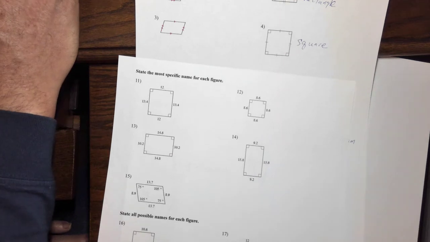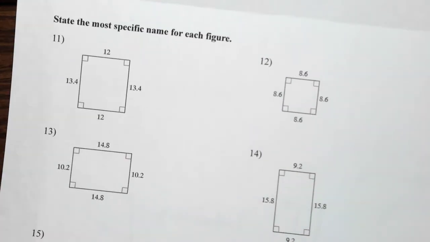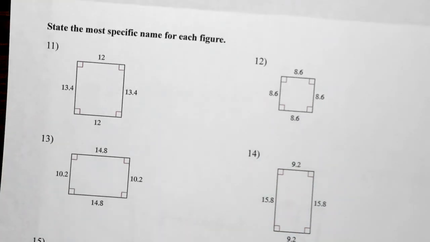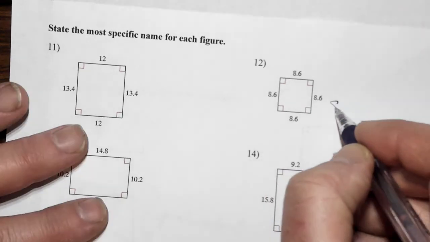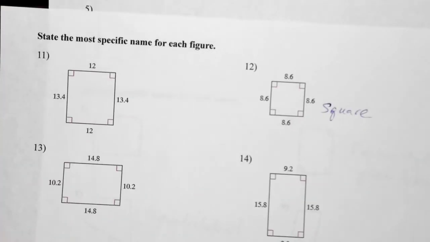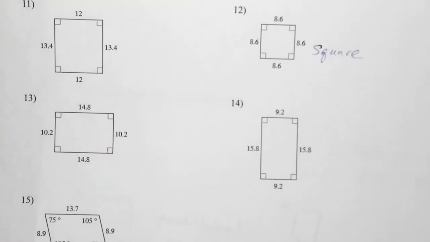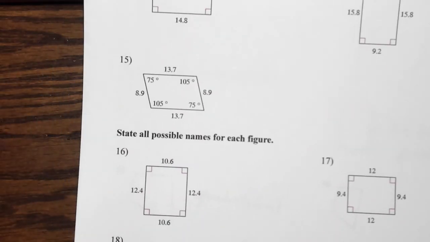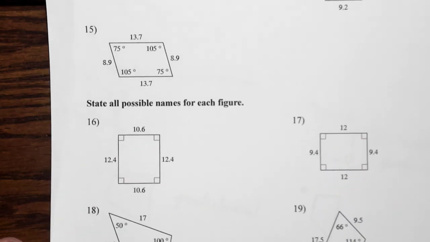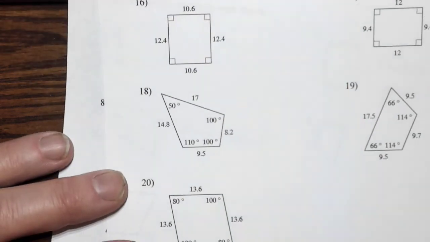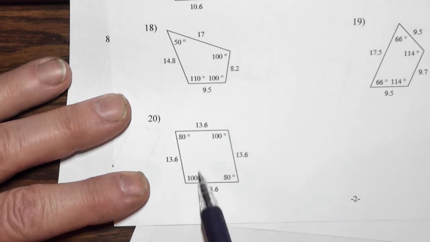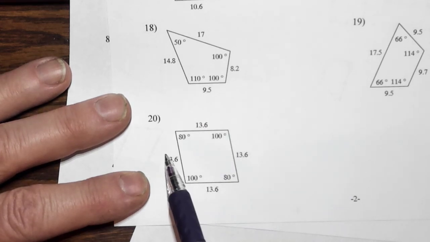Zoom in on this a little. We look at number 12. All four sides are equal. It's got four right angles. That means that's a square. If we look at, let's see, let's look at number 20 down here. We can see that these two sides are congruent and these two sides are congruent.